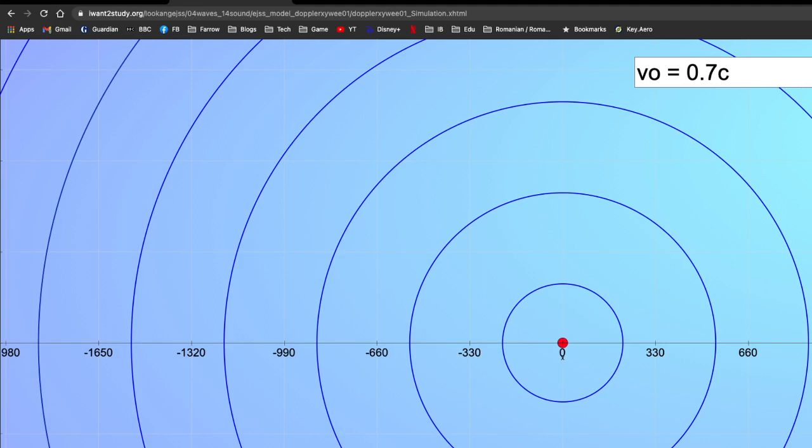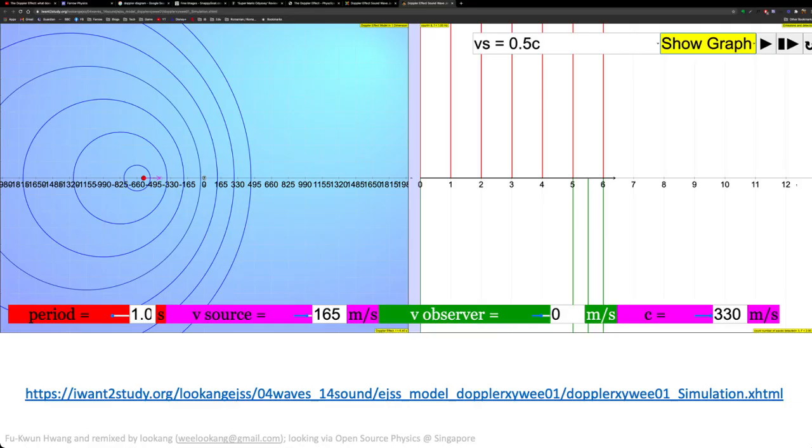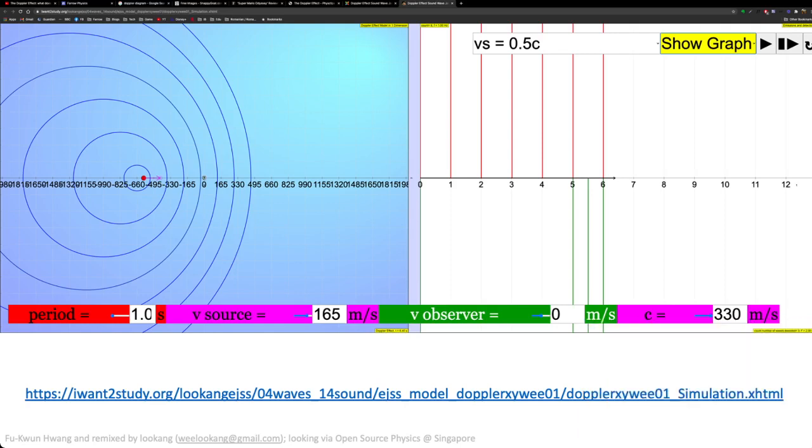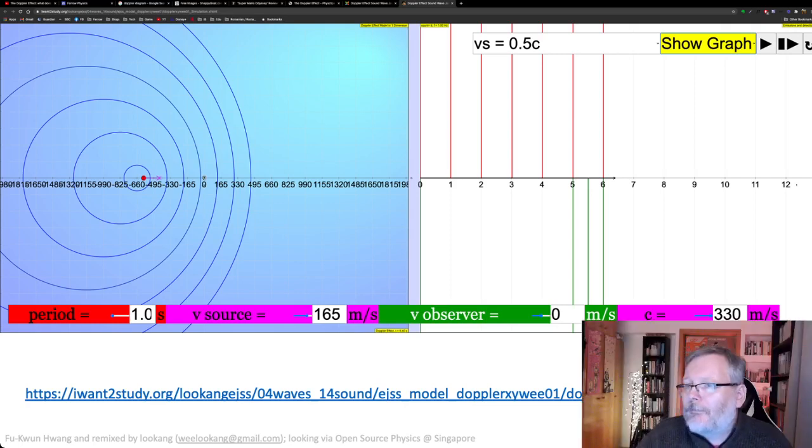Let me move back to the slideshow. Put me back there as well. So that's the website if you want to go and have a go at this yourself. It's a great little applet that is.